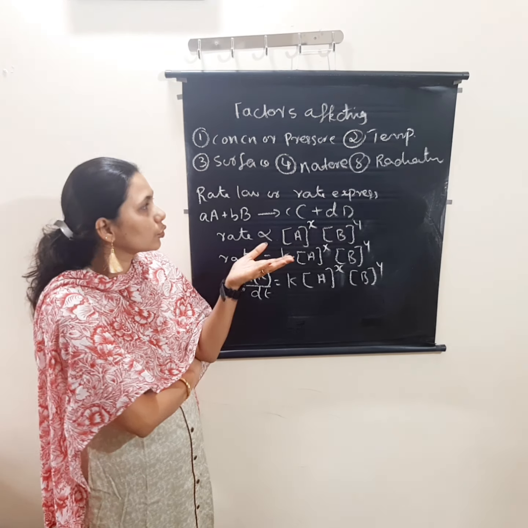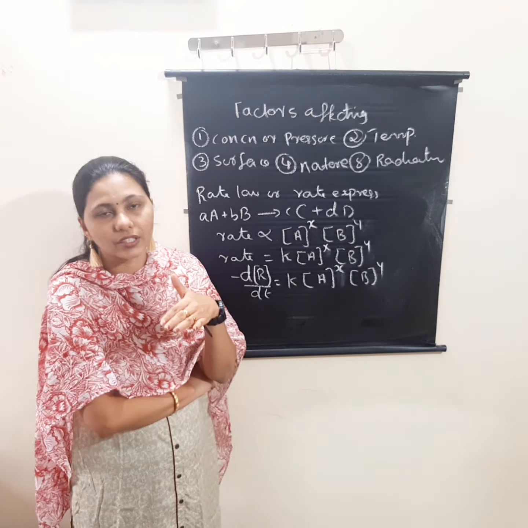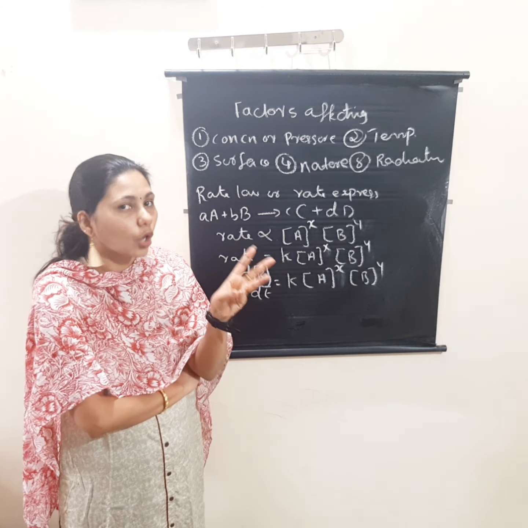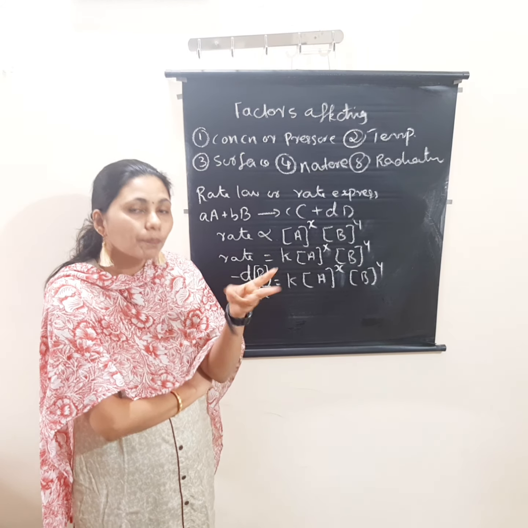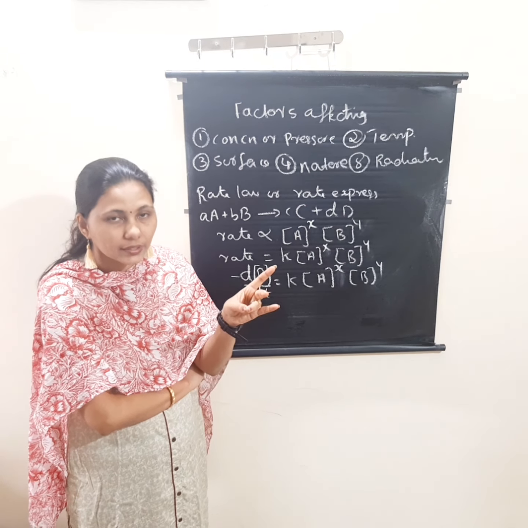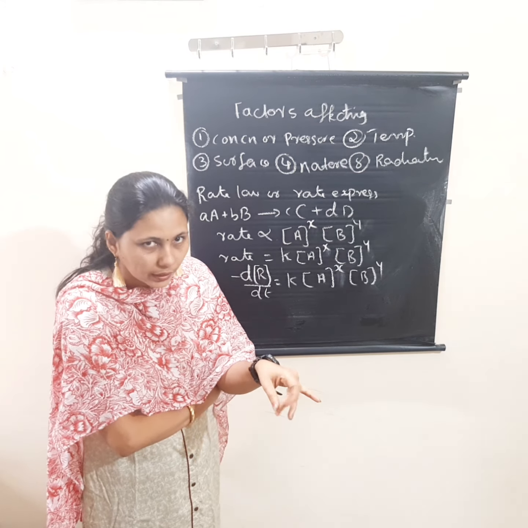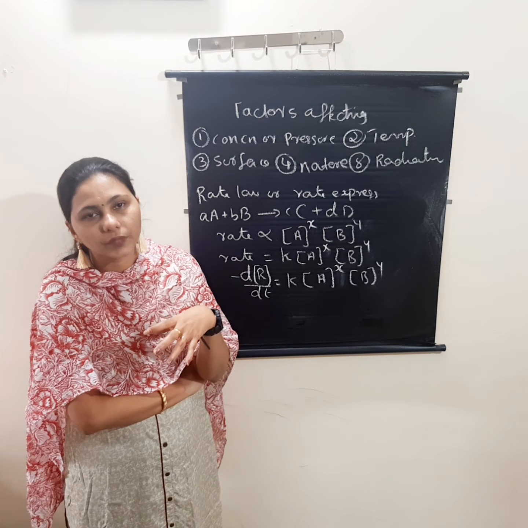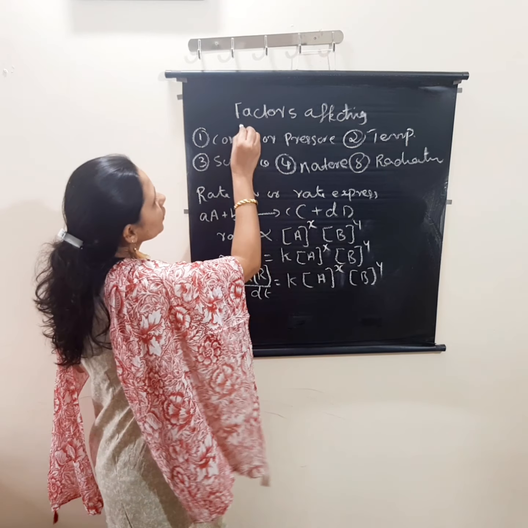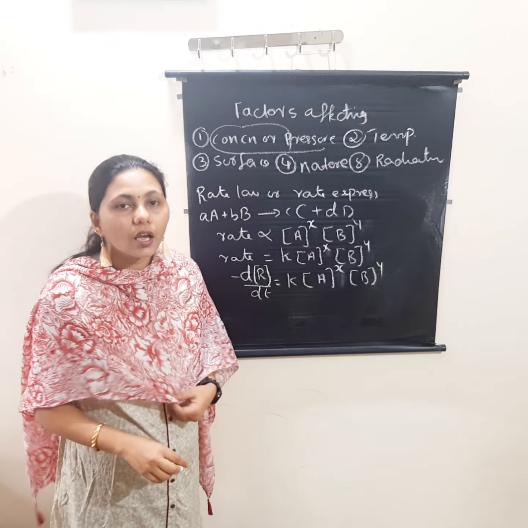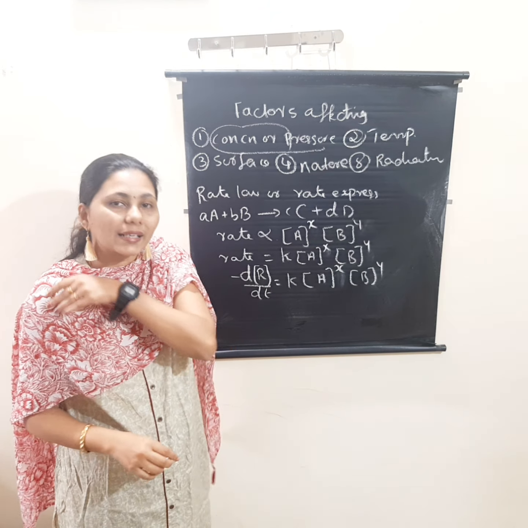And the next one is which one? The fifth one is radiation, exposure to radiation. So what are the factors? First one is concentration or pressure of the reactant, then temperature of the reaction, surface area of the reactant, nature of the reactant and exposure to radiation. So the first factor we are taking and explaining is concentration of the reactant.